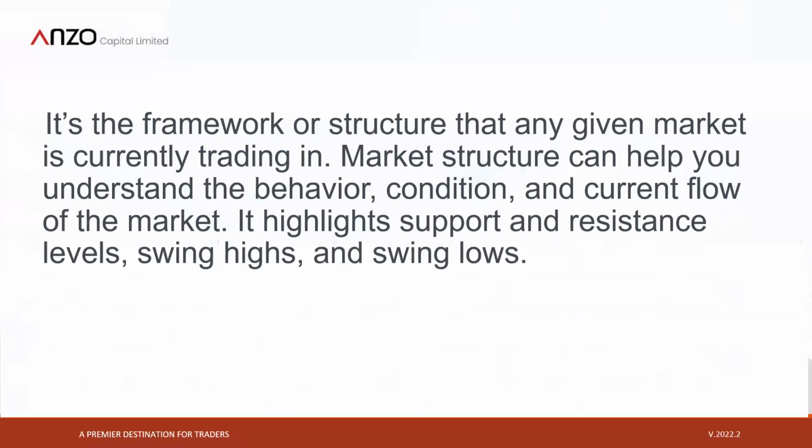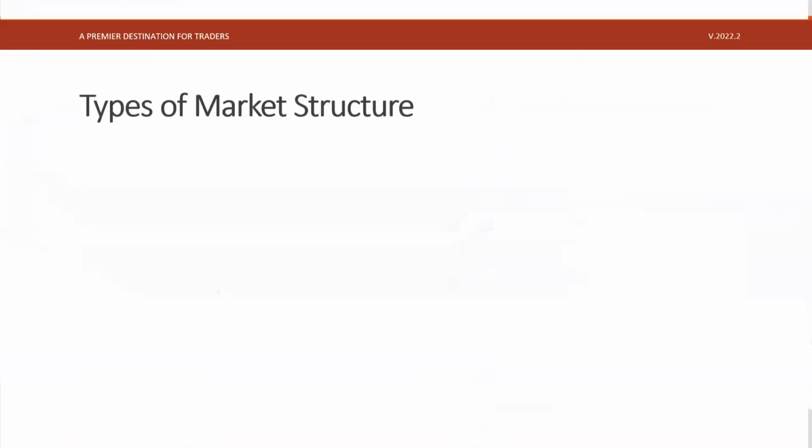Now, it is the framework or the structure that any given market is currently trading in. So if you look at the market, you can see, at least based on the time frame you're looking at, if the market is bullish or trending higher, bearish or trending lower, or ranging side to side. Understanding this can help you understand the behavior conditions, the current flow of the market. This helps you analyze the potential support and resistance or supply and demand zones, the swing highs and the swing lows in the market. And this is very important for your trading arsenal.